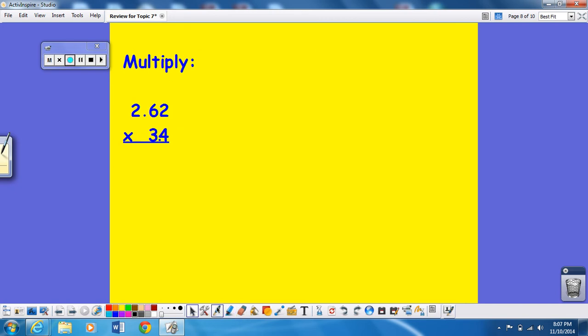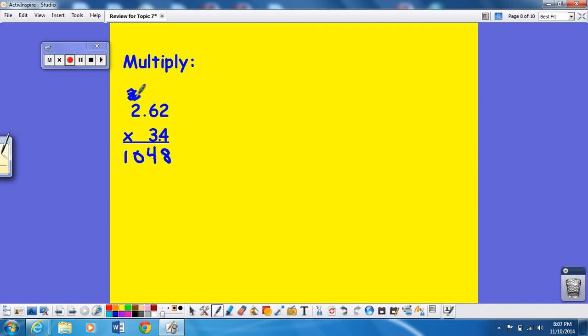Now, this is a simple multiplication problem. What I need you to remember is you multiply as you always do. But then at the end, you're going to have to count the numbers past your decimal and make that be the same in your answer. So let's just work it out. 4 times 2 is 8. 4 times 6 is 24. Carry your 2. 4 times 2 is 8, plus 2 is 10.